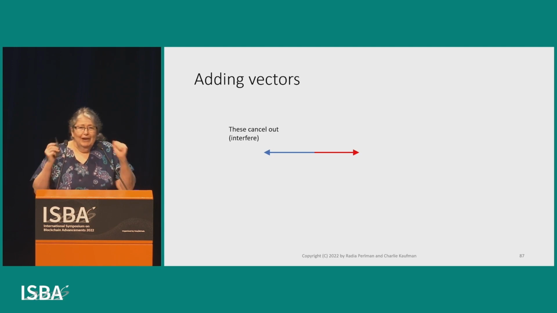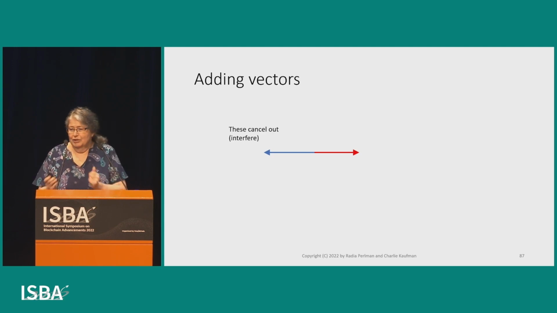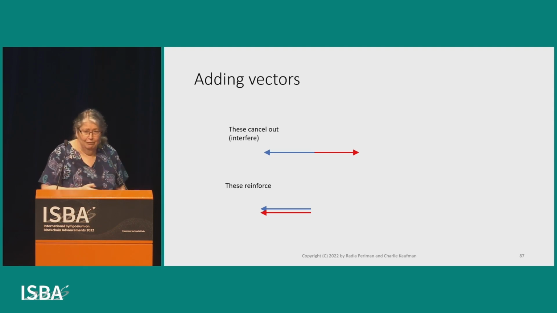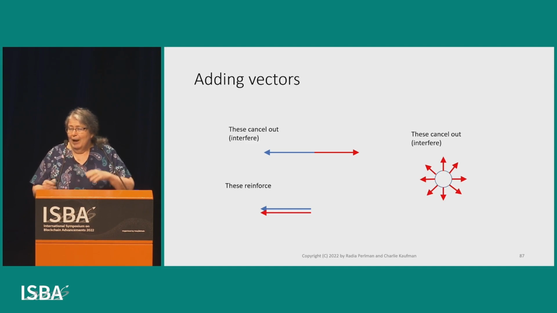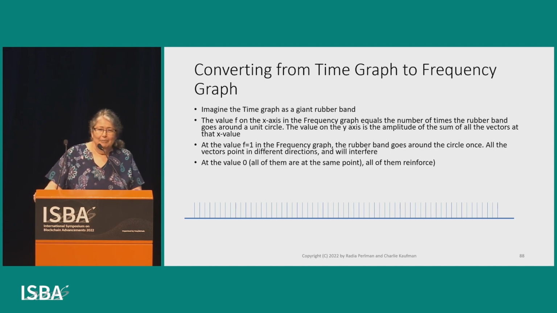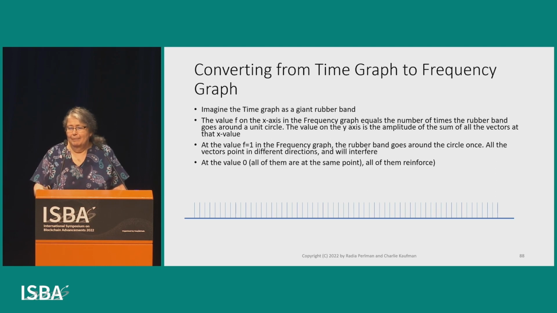Well, if you add vectors, if you have 2 vectors pointing in opposite directions and they're the same size, they'll cancel each other out. If you have 2 vectors pointing in the same direction, they'll reinforce. And if you have a whole bunch of vectors that are sort of equally spaced pointing, they'll also cancel each other out. So how are we going to convert from the time graph to the frequency graph? So remember, this is what the time graph looks like.